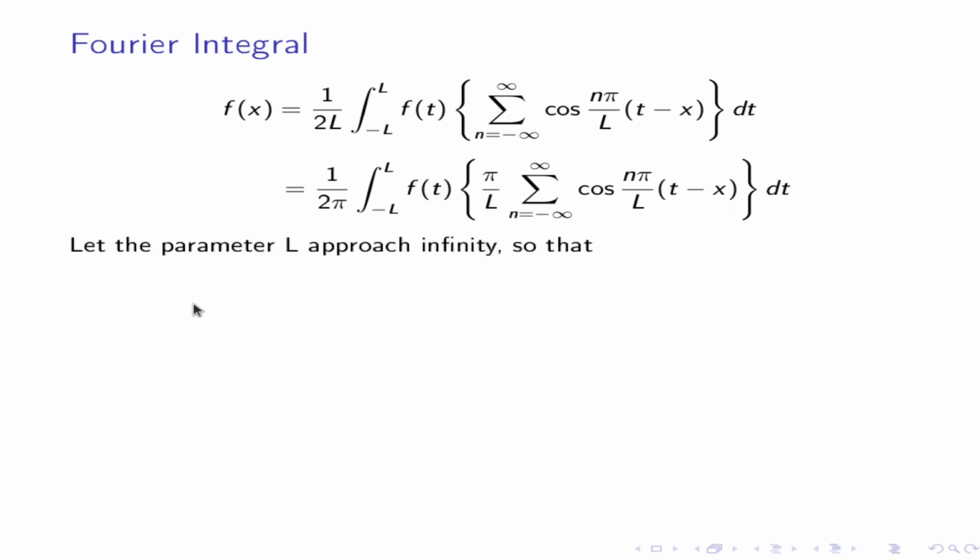Now I am approaching L to infinity, so that pi by L is delta omega and n pi by L is equal to omega. So n pi by L is omega and pi by L is delta omega, with L tends to infinity.